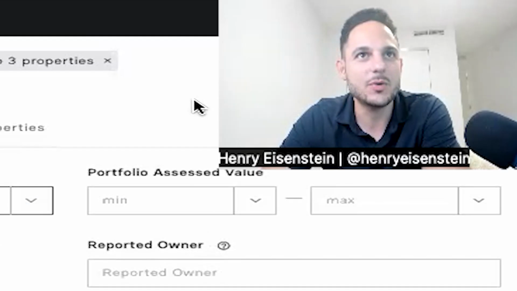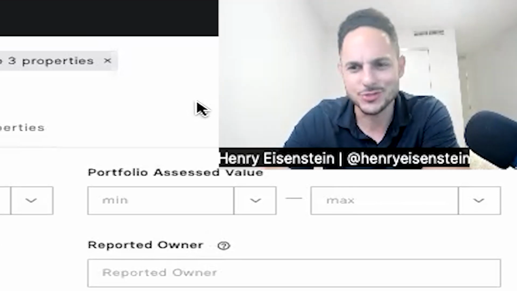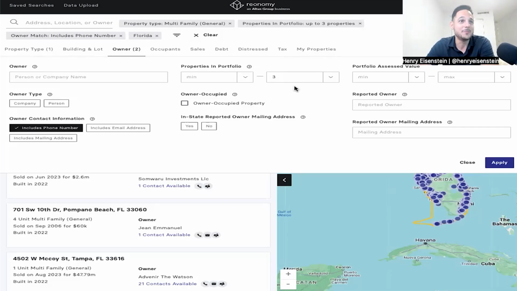Portfolio assessed value. I think the assessed values are always super skewed. Like, you have people who have like 30 properties, and the assessed value is like $3 million. It's just not accurate sometimes. I don't really ever play around with the assessed value. It's just not something I would like to use.